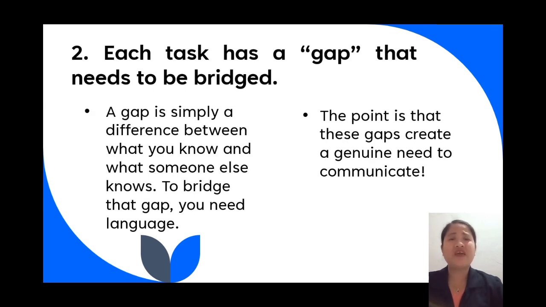Each task has a gap that needs to be bridged. This is essential for any pair or group work in class, but also if you have a tutor or language exchange partner. A gap is simply a difference between what you know and what someone else knows. And to bridge that gap, you need language.